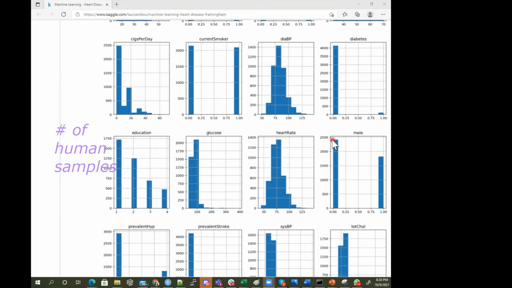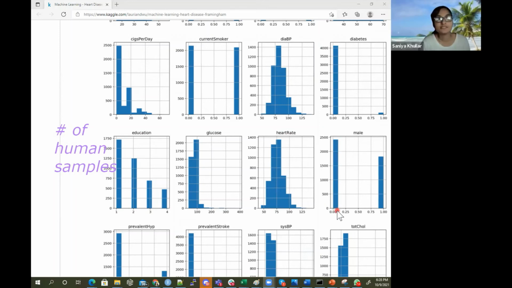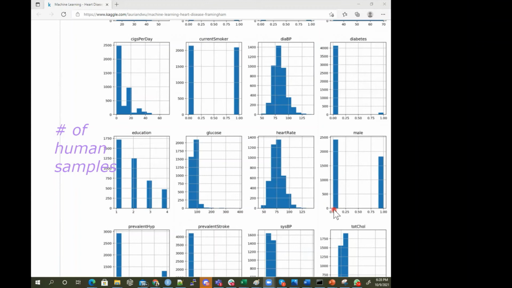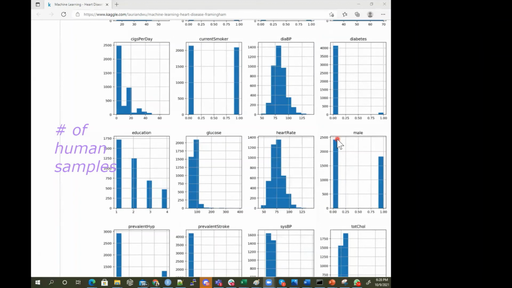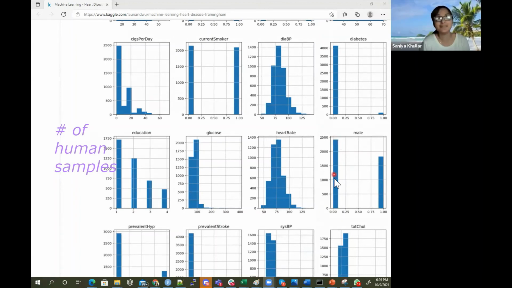Is that one the males for 2004? So this is male, when the variable male is 0. So what does it mean when the male variable is 0? That means they're female? Yes. So what is this height telling you? So there's 2,400 females? Yes, the number of females in the data set.